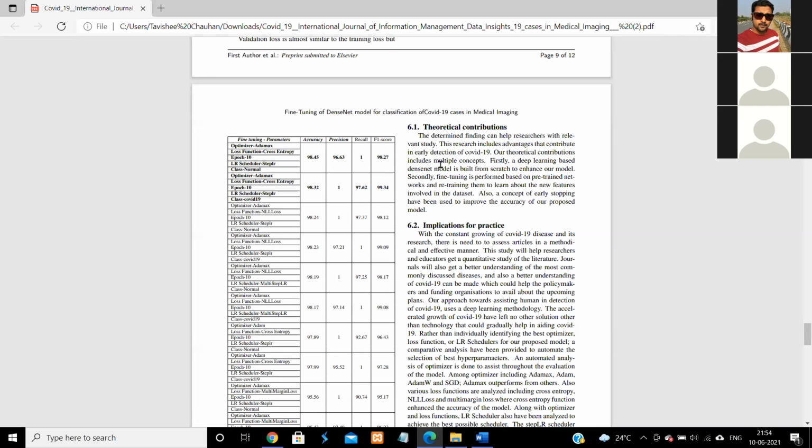having. Now, it doesn't mean that we have to have our own mathematical equation to solve it, but if you see, right, she has written first a deep learning based DenseNet models built from scratch to enhance our model, and then secondly, fine tuning is performed based on the pre-trained works and retraining them to learn about the new features involved in the dataset. Now, so if you see here, typically in brain tumor detection kind of a problem or any other image processing kind of a problem, nowadays people have come up with something called as YOLO architecture.